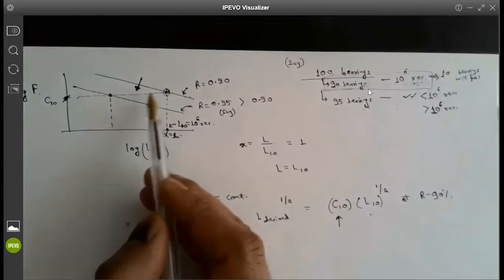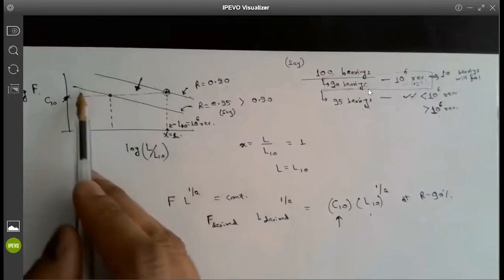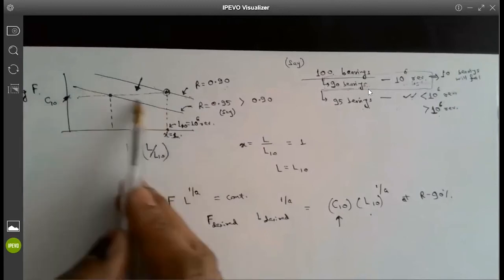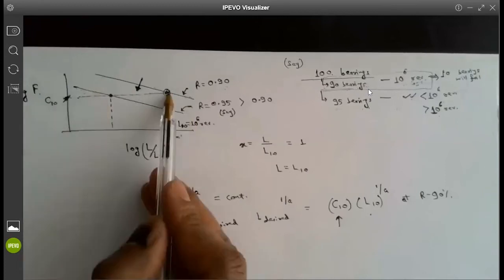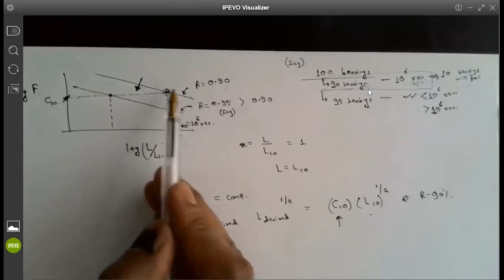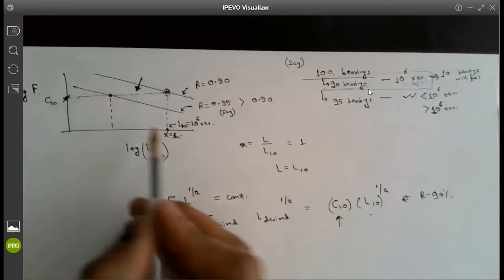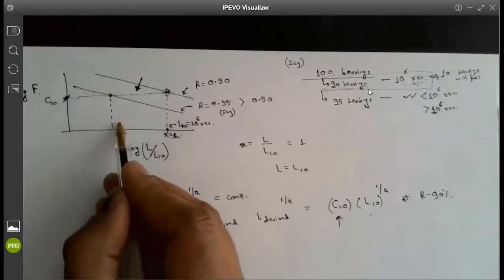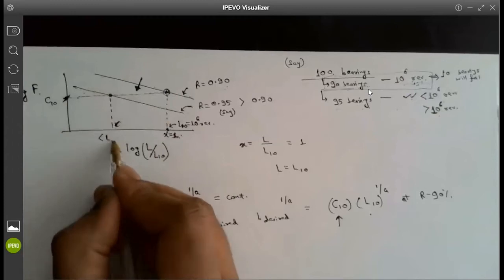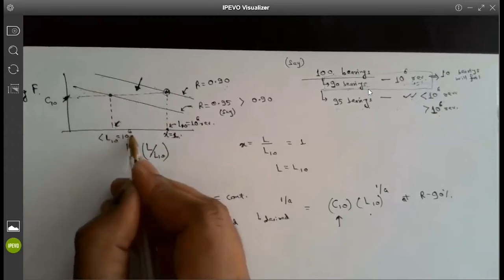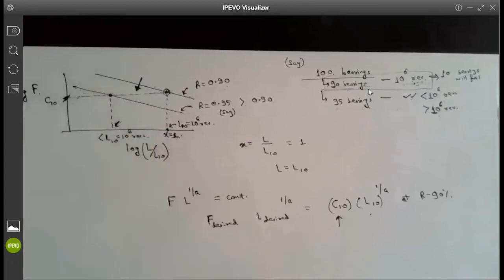So that is why if we come back to this figure, you actually see the line here. This is representing the line for 95% reliability. That means at a given load, C10 load, if I have to quote a reliability of more than 90%, my life would be considerably less than 1 million revolutions. It will be less than 1 million revolutions. Are you getting that part? Is everybody following it?